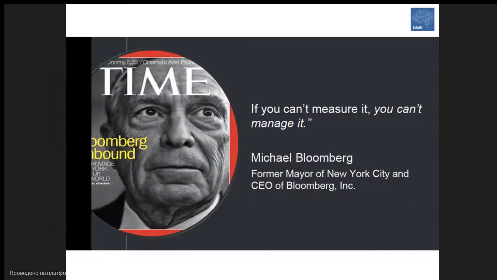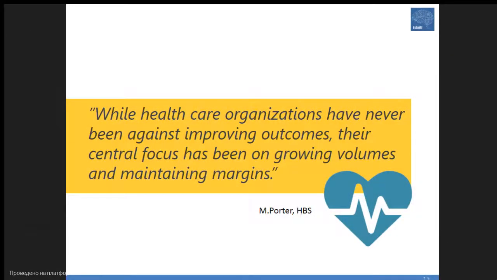And the very important point about management is the possibility of measuring. According to the citation of Michael Bloomberg, if you can't measure it, you can't manage it. So modern enterprise imaging systems are used not only for clinical application, they're used for management, and we have to measure anything we can in the information system. The important thing is not to focus only on quantity, but also on quality.